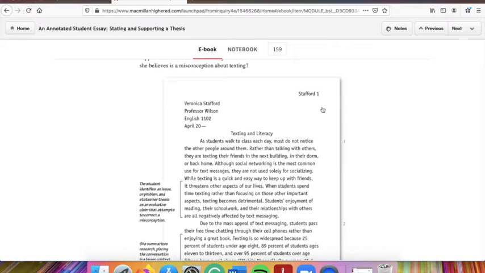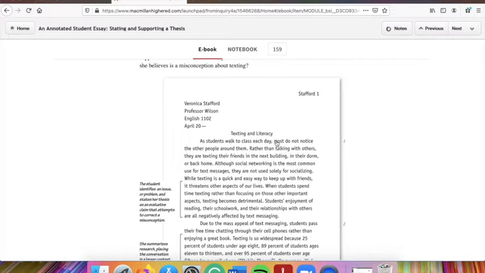They say, as students walk into class each day, most do not notice that other people around them, rather than talking with others, are texting their friends. Okay, so first I should say this is about texting and literacy, as you can tell by the title. But they are texting their friends in the next building, in their dorm, or back home. Although social networking is the most common use for text messages, they are not used solely for socializing. While texting is a quick and easy way to keep up with friends, it threatens other aspects of our lives. When students spend time texting rather than focusing on those other important aspects, texting has become detrimental. Students' enjoyment of reading, their schoolwork, and their relationships with others are all negatively affected by text messaging.